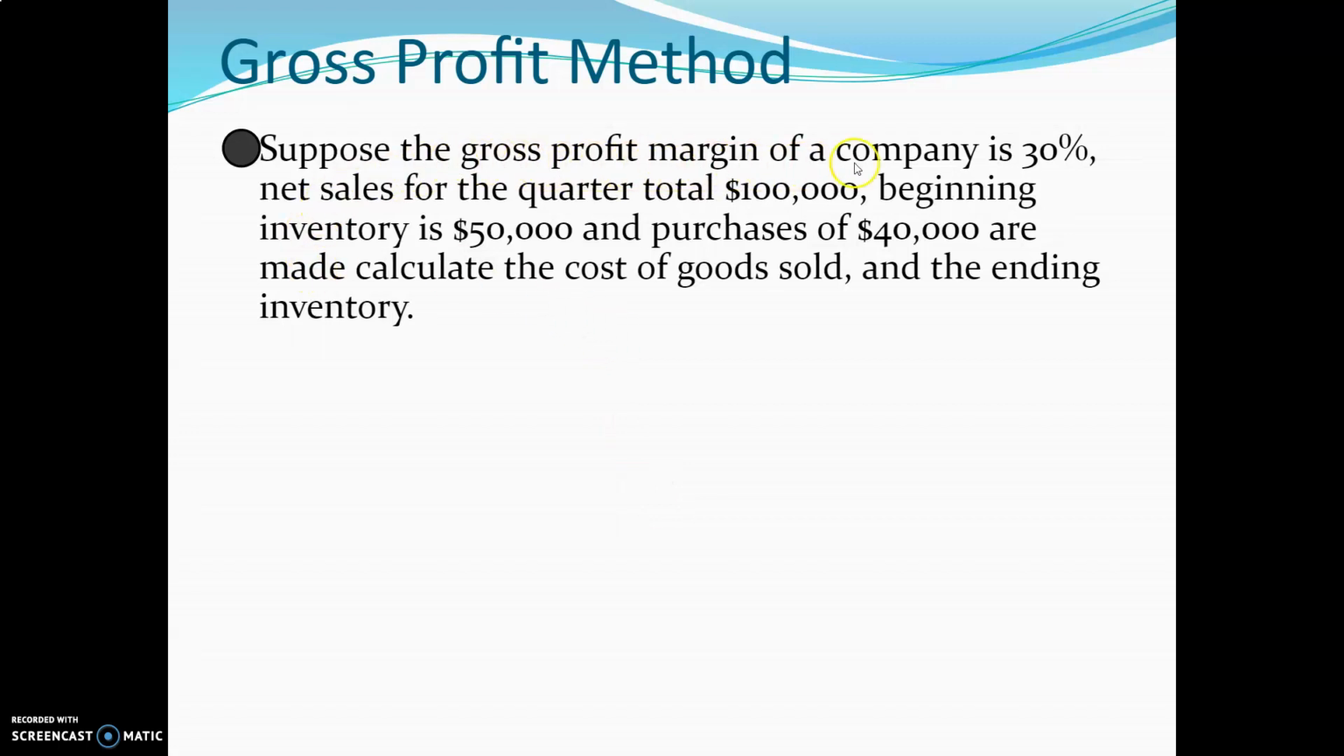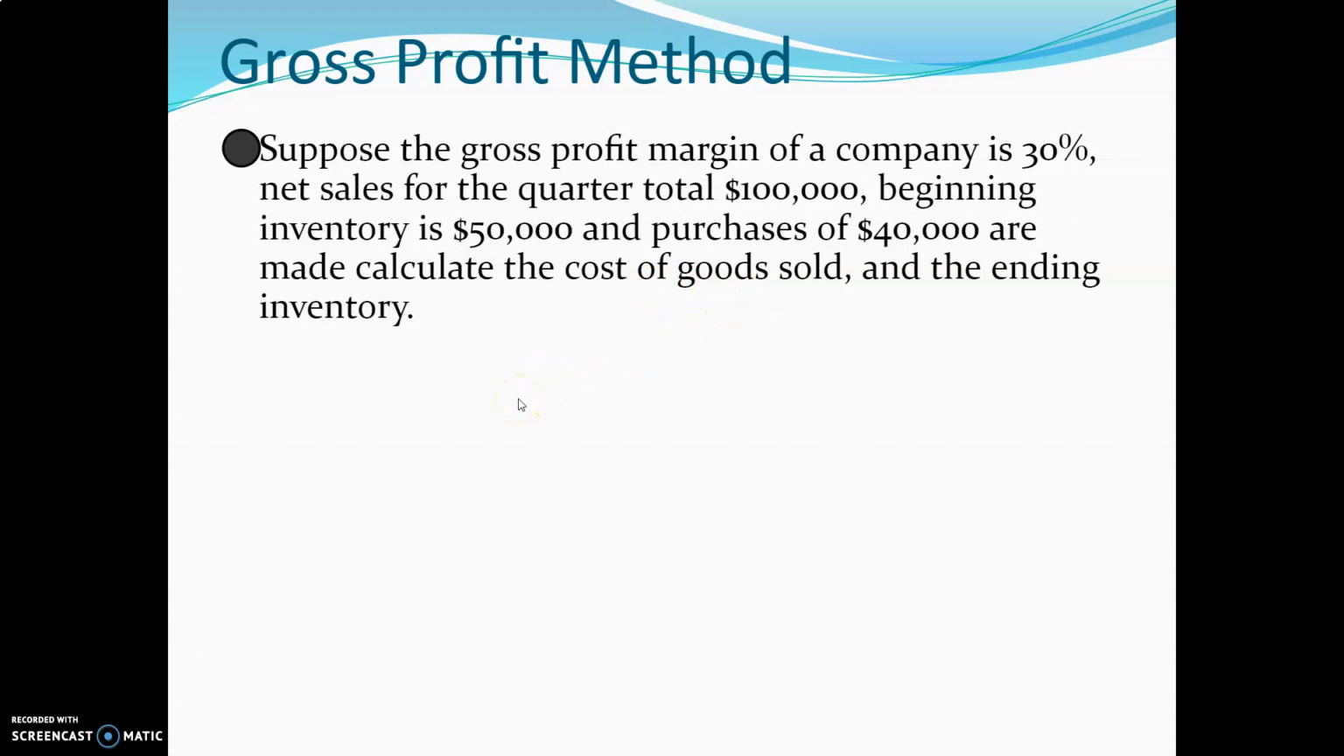Suppose a gross profit margin for a company is 30%, and that's going to be dependent upon what your goods are and what exactly your profit margins are. The net sales for the quarter is a total of $100,000. Beginning inventory is $50,000 and purchases of $40,000 are made. Calculate the cost of goods sold and the ending inventory.